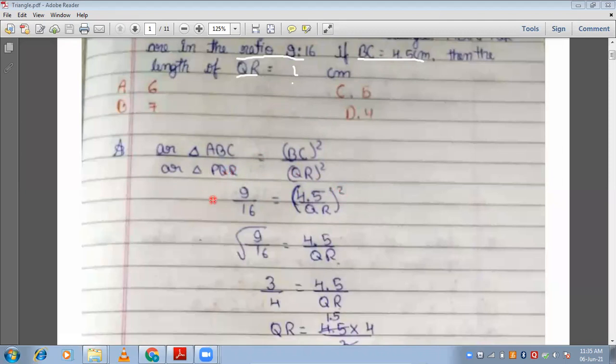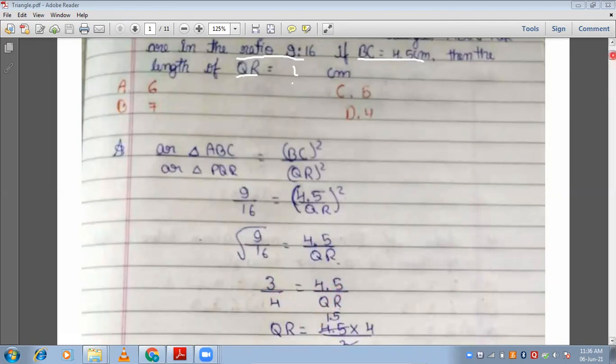Taking the square to the left hand side, it becomes the square root of 9 by 16 is equal to 4.5 divided by QR. Square root of 9 is 3, square root of 16 is 4, which is equal to 4.5 divided by QR. Here, don't use plus or minus. Square root contains both signs, positive and negative, but here the unit is centimeters, and length and distance are always positive. So don't consider negative, consider only positive. So 3 by 4 is equal to 4.5 divided by QR.